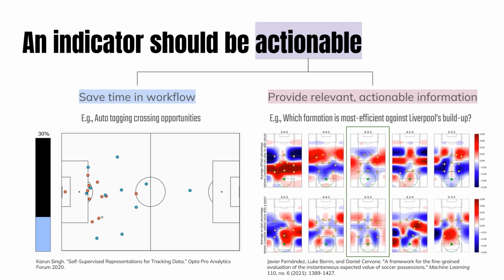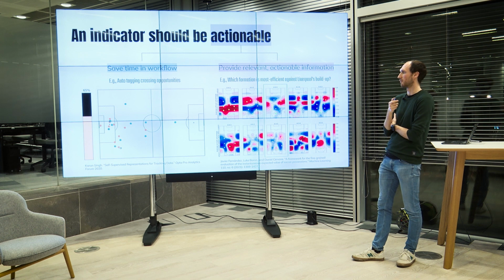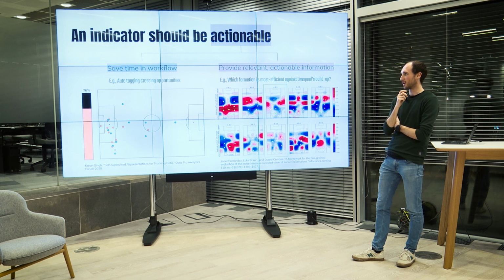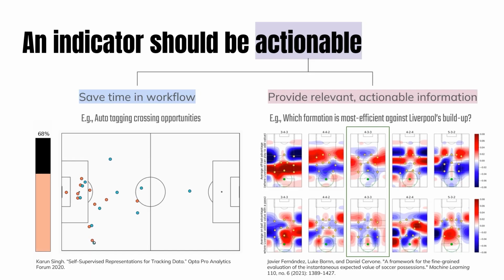And then finally, an indicator should be actionable, which means it should be useful for practitioners. And I think this can be done in 2 ways. It can save time in the workflow of practitioners, or it can provide practitioners with relevant, actionable information. As an example where an indicator can save time in the workflow is in auto-tagging match situations. For example, here you can see a model that automatically identifies when there's an opportunity to cross the ball.